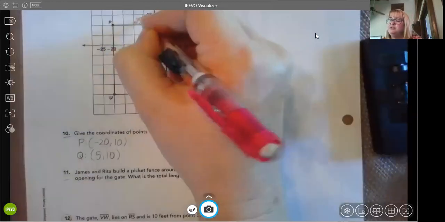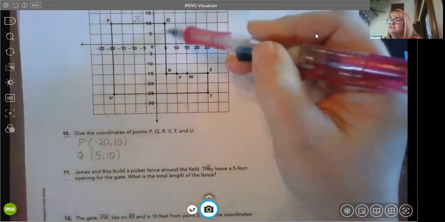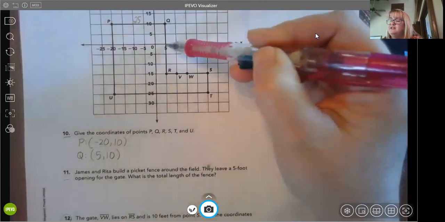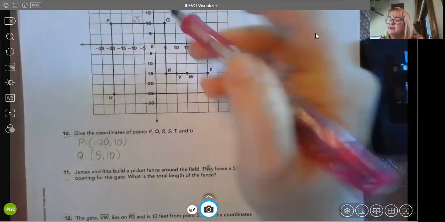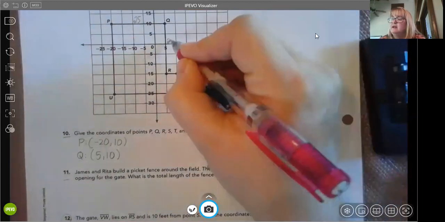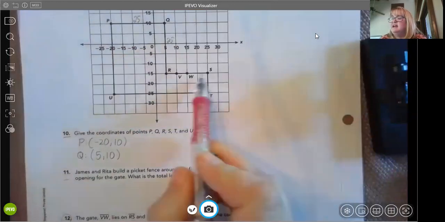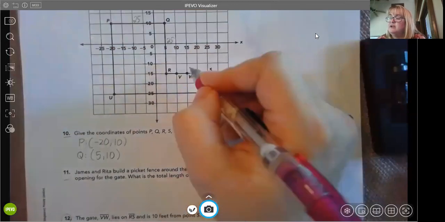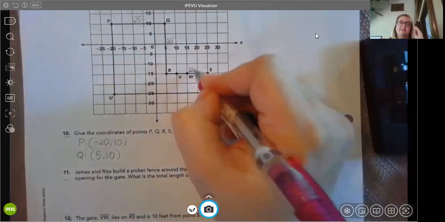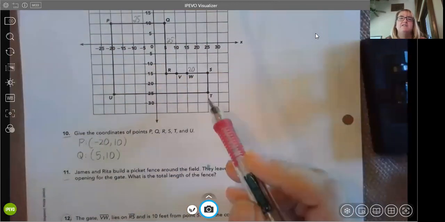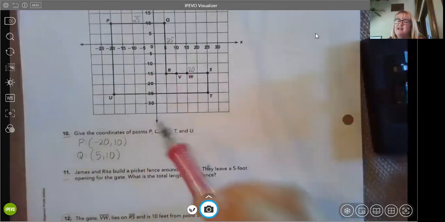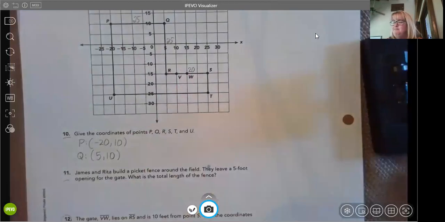Okay. Q to R. How many feet is that? Q, 5, 10, 15, 20, 25. That's also 25 feet. And then R to S. How many feet? 5, 10, 15, 20. This is 20 feet. So you do the same thing, figure out how many feet, and then you figure out the total, but you need to take out 5 feet because we're going to leave 5 feet for the gate.